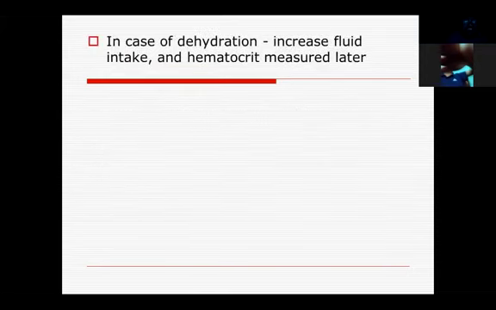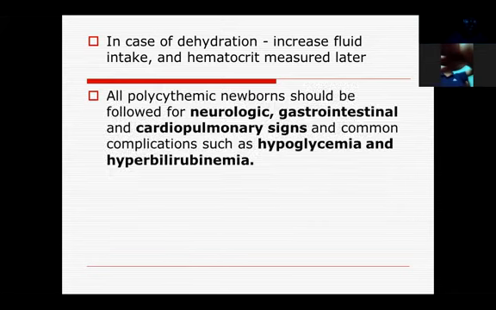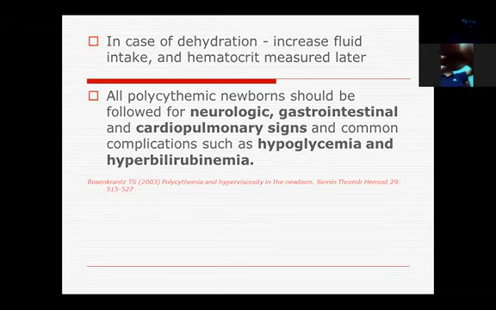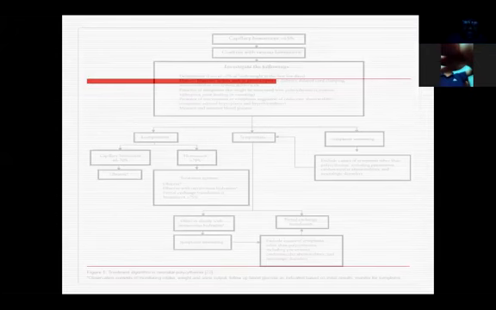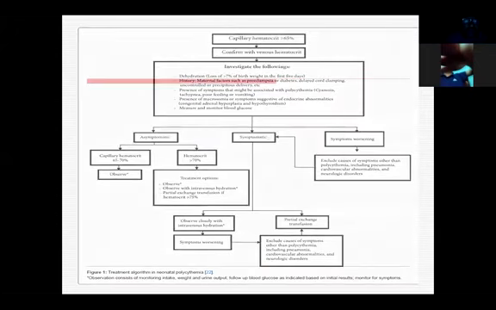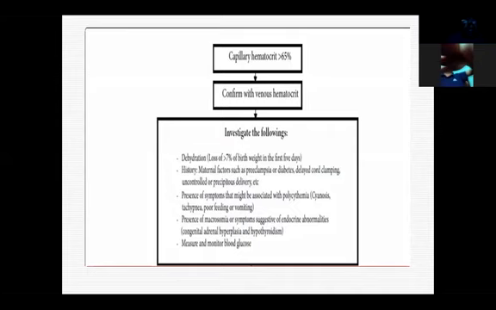In case of dehydration, give more fluid and then measure the hematocrit later and see. So all polycythemic newborns should be followed for neurologic, GIT, cardiopulmonary signs, and common complications such as hypoglycemia and hyperbilirubinemia. So we'll go through the diagram and see. Okay, first capillary hematocrit. Confirm with which is high, more than 75%. So confirm with venous hematocrit.